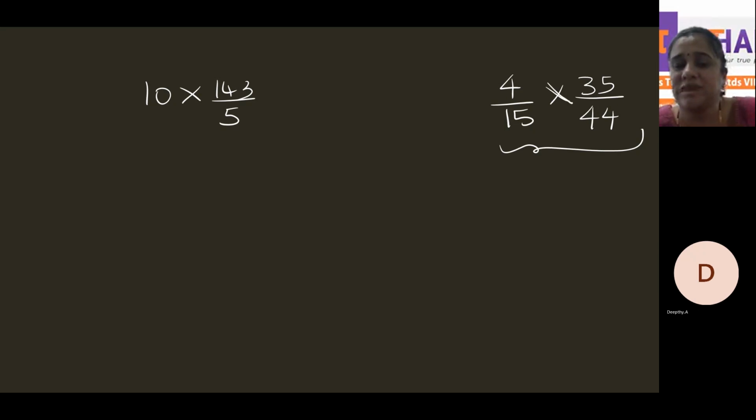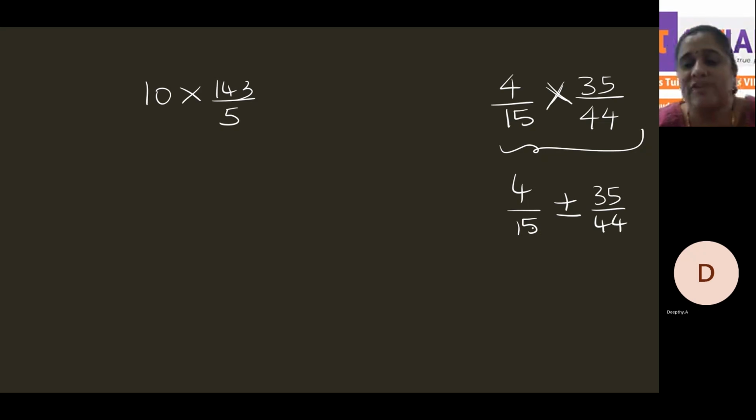It's a product. See, when there's a plus or a minus sign, we take LCM. Remember this, children. When we have two or more fractions, and we have to add or subtract them, then we take LCM. We take the LCM of the denominators and proceed if we have to add or subtract fractions.